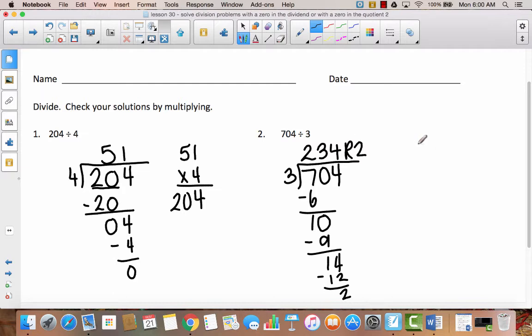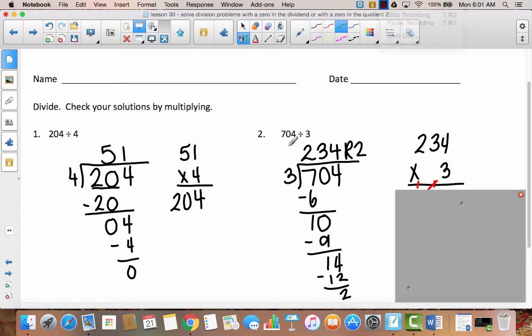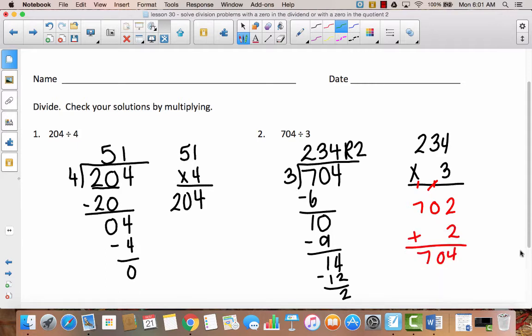So now we're going to check our problem. We're going to use our quotient times our divisor, which was 3. I'm going to pause this, and I want you to go ahead and check this and see if you get 704. Okay, so when I multiplied, I ended up with a product of 702, and then I added my remainder of 2, so I ended up with 704.